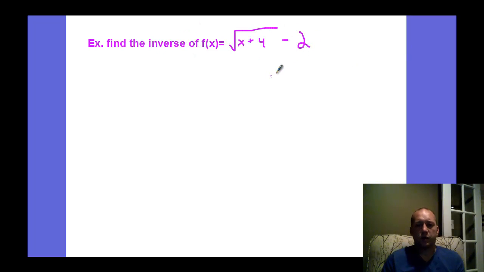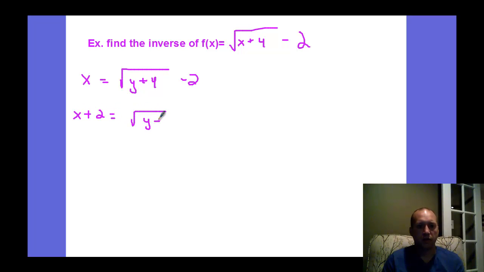So let's find the inverse of this one, the square root of x plus 4 minus 2. So we're going to find the inverse algebraically. We're just going to switch the x and the y. So we're going to put x equals the square root of y plus 4 minus 2. Then we need to isolate y, so I'll add 2 to both sides.